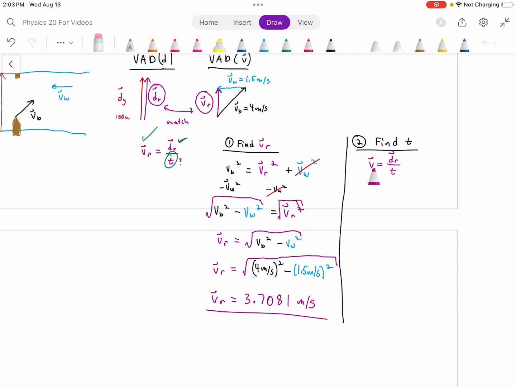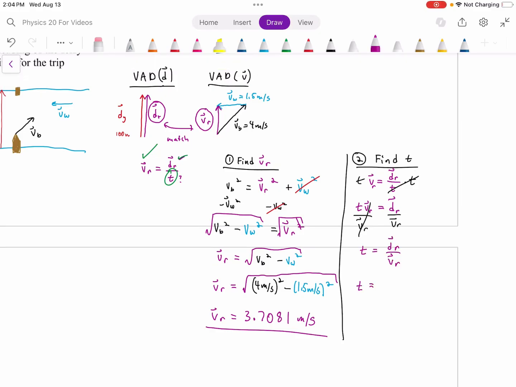So we can see we're good. These match, right? We're talking about the same things there. VR is the rate at which dr changes. Let's multiply both sides by time, and then divide both sides by VR to solve for time. And we're ready to plug in our numbers.